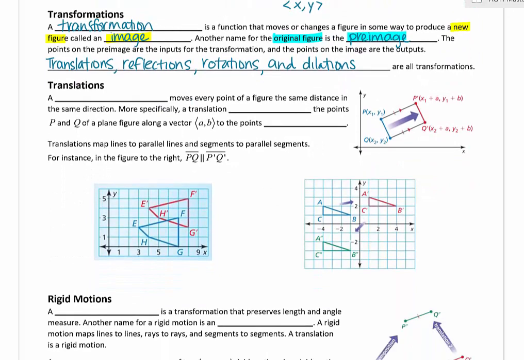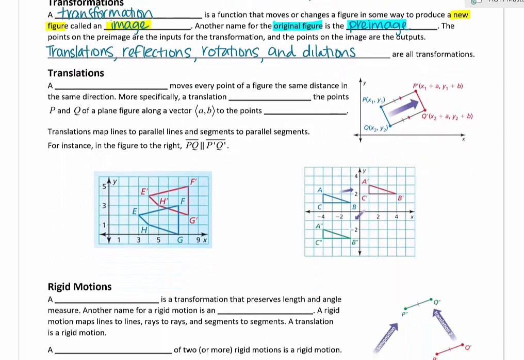We're going to zoom in first on what a translation is. A translation moves all the points of a figure the same distance in the same direction. What that means is that this translation is actually going to map, or move, the points P and Q of a plane figure along this vector A, B to the points P prime and Q prime.